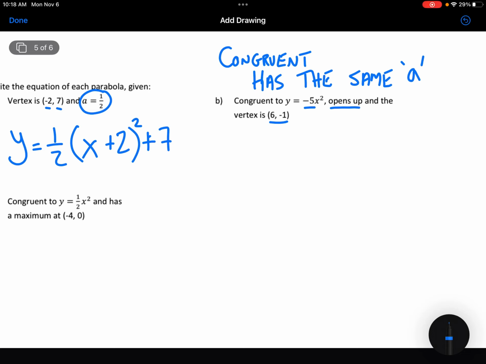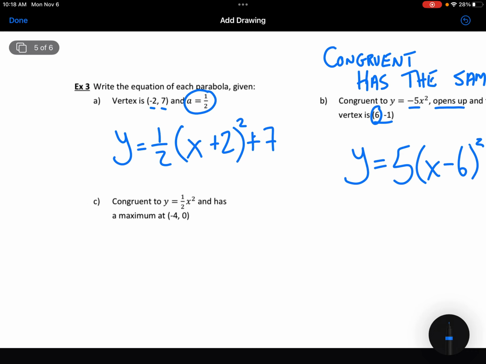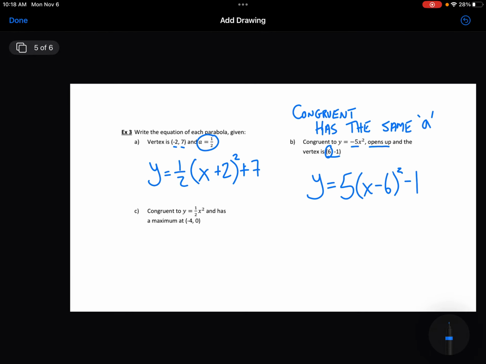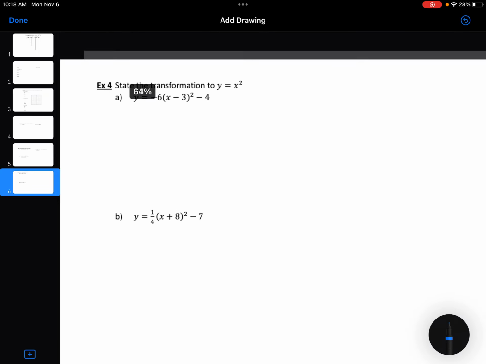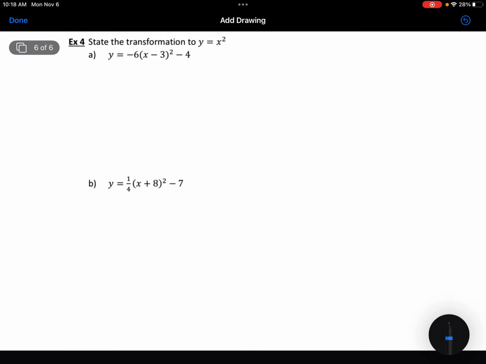So if it opens up, that means it's positive a. So we're gonna have y equals 5, because it's the same shape as -5x squared. And then we have x minus 6 squared, because we do the opposite of that, minus 1. Okay, so try this next one, and we'll take it up tomorrow. And then finally, I'll do the first one here, and you can try the second one.